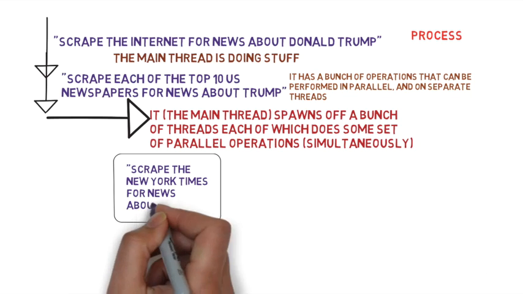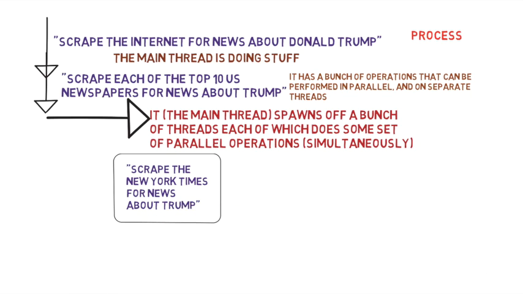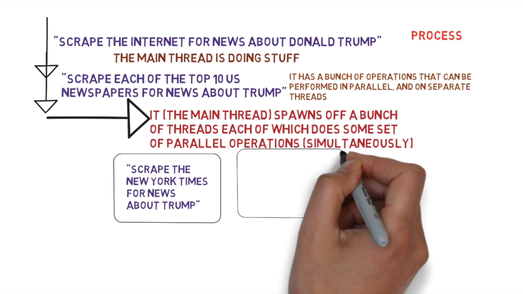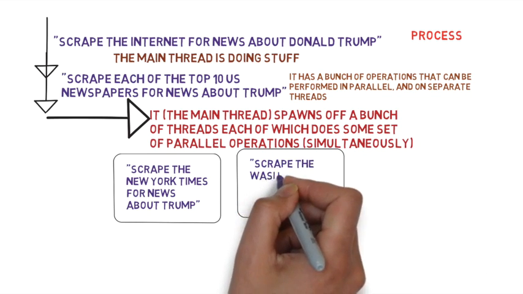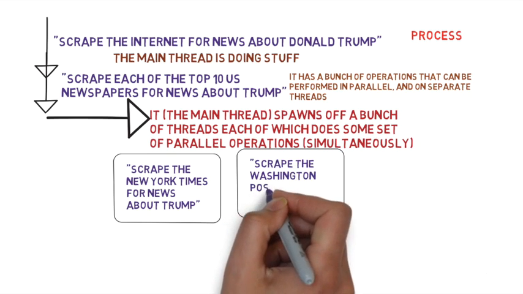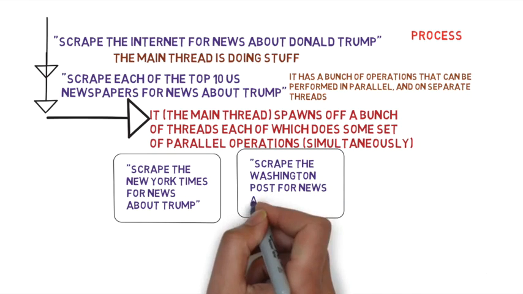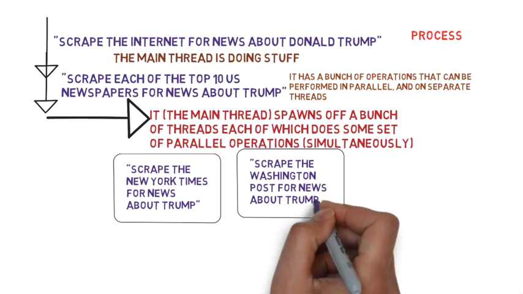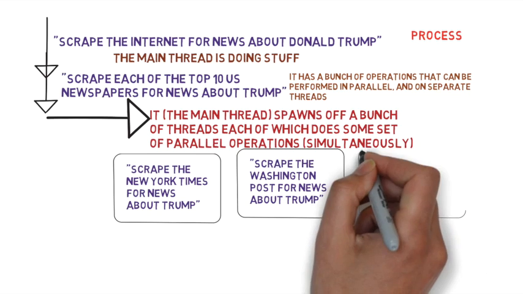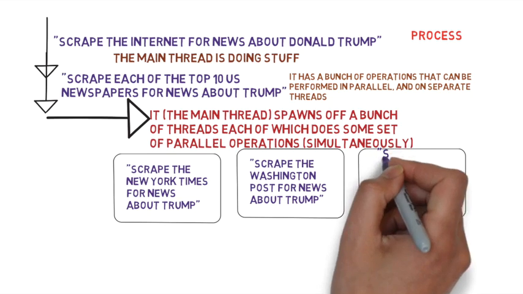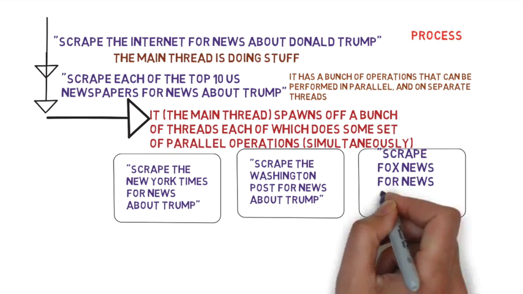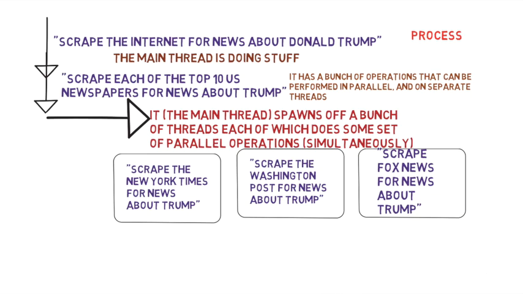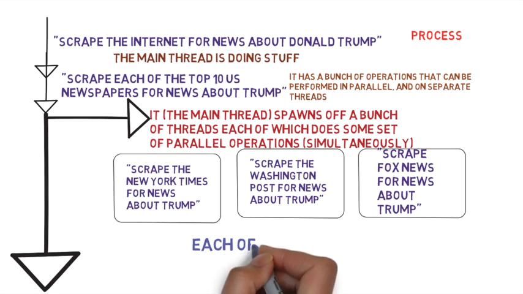One would go and scrape the New York Times for news about Trump. Similarly, another thread would go off and scrape the Washington Post for news about Trump. Note that the thread scraping the New York Times and the thread scraping the Washington Post don't really interfere with each other. You'd have a third thread which scrapes Fox News for news about Trump. So you have all these threads doing their work in parallel.